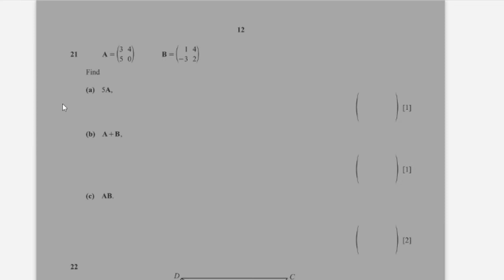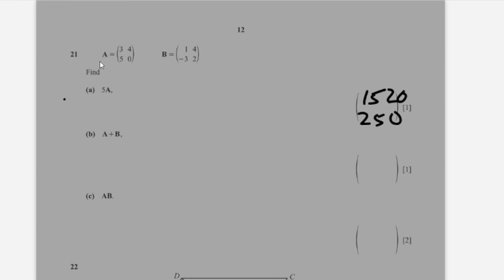Moving on to question number 21. A is 3, 4, 5, 0. B is 1, 4, negative 3, and 2. Find 5A. Which means you simply multiply 5 with all of the values of A. So 5 3s are 15, 5 4s are 20, 5 5s are 25, 5 0s are 0.